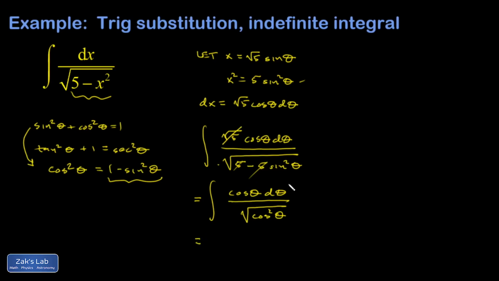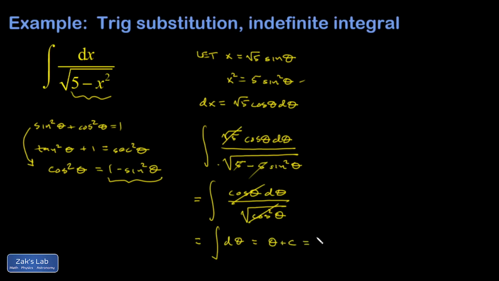Okay, so this one cleans up really nice. When I square root the cosine squared, I end up with just a cosine, which cancels that one. So I have just the integral of d theta, which is just theta plus c.